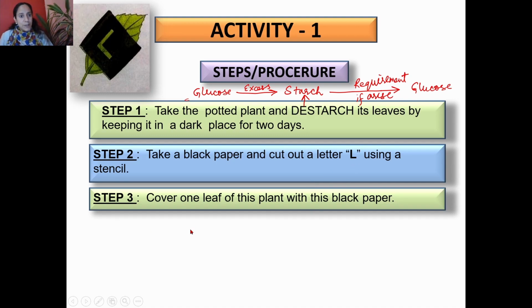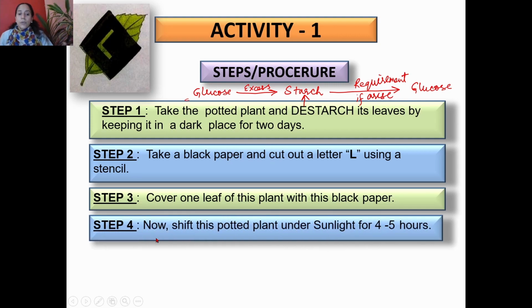Now what is next? Like this. This was the leaf. This was the black paper. So with the help of the stencil, letter L was cut out from this black paper. And then with this black paper, we have to cover one leaf, any leaf, that is still there in the potted plant. One leaf with black paper. So next, we have to shift our potted plant, in which one leaf has this experimental setup, and keep this potted plant in sunlight for 4 to 5 hours.